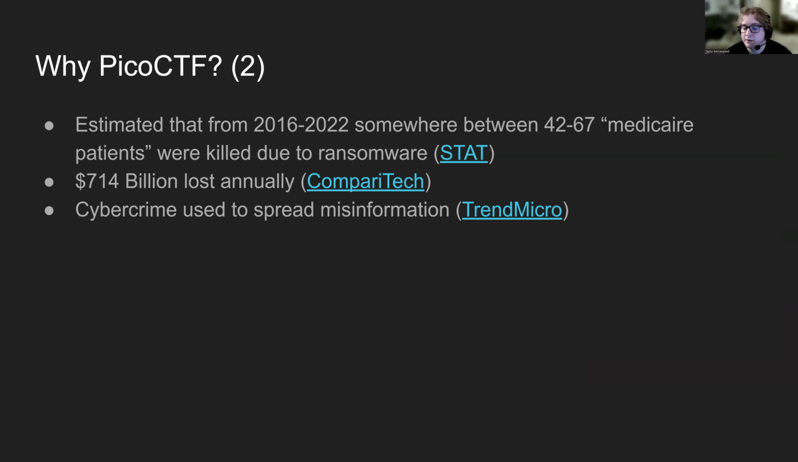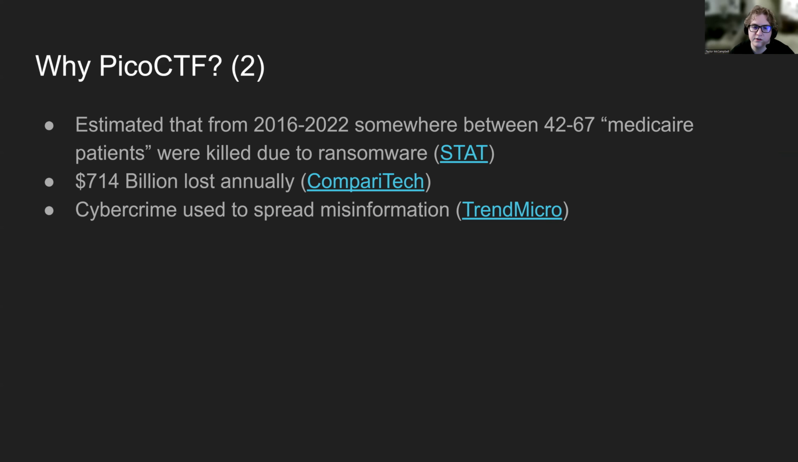To even further quantify that, in 6 years, 2016 to 2022, ransomware killed between 42 and 67 hospital patients. So cybercrime can lead to a real loss of life, especially things like espionage activities where maybe someone hacks a government and they leak information, and because of that leaked information, government agents elsewhere get killed. Stuff like that has happened as well. So it can really lead to a loss of life.